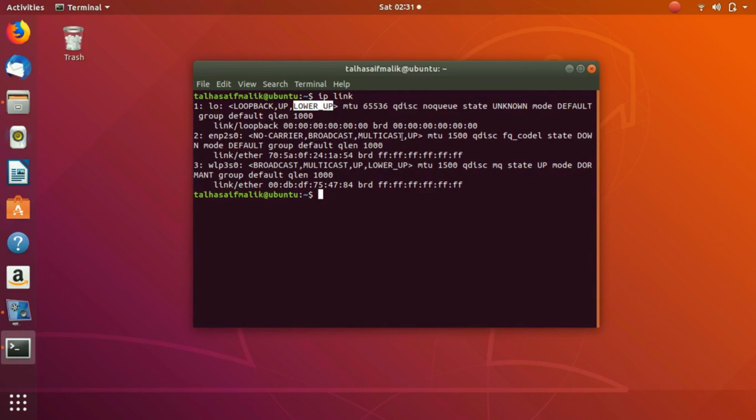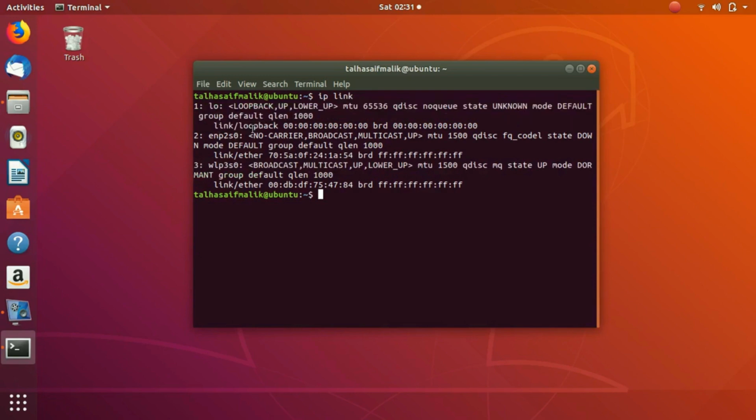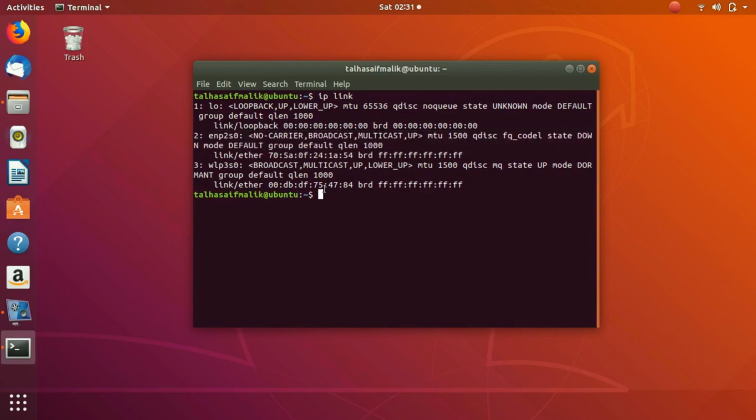All right. So you can see that here we have LOWER_UP, but here we do not have LOWER_UP, right? And here we have LOWER_UP as well. So what does that mean? That means that these two network interfaces are in use. Of course, they are going to have their IP addresses, but this one is not going to have any IP address because it is not in use and it has not yet established a link with the physical layer.